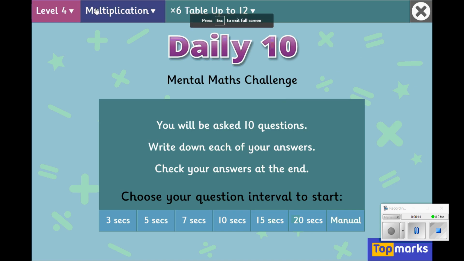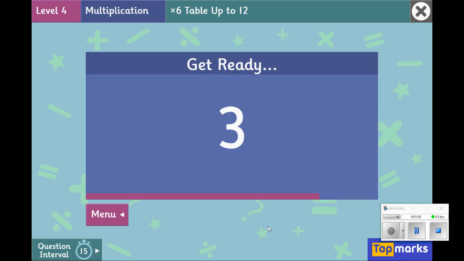Okay, so we're going to Daily 10, we're on level 4, multiplication, and we're looking at the 6 times table. I'm going to give you 15 seconds to answer each question. Remember, the time will start as soon as I click on 15 seconds. We'll have a 3, 2, 1 countdown, and that first question will appear.